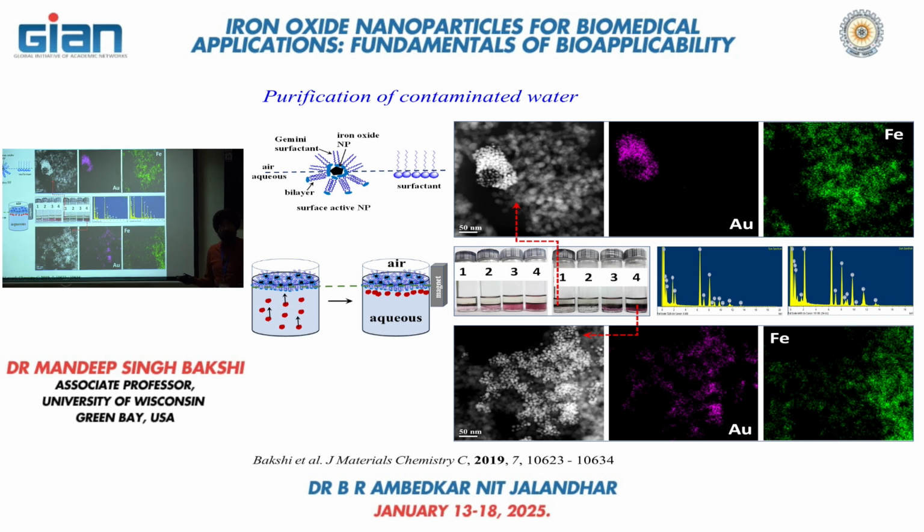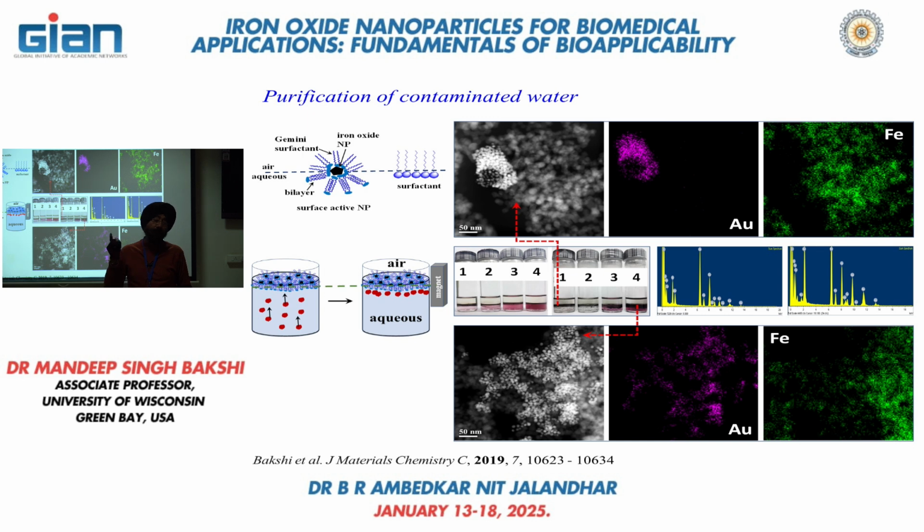What is the meaning of this whole story? The meaning of this whole story is, instead of using the filtration process to clean the contaminated water, you can use this much easier technique. You don't need any filtration process. Simply place the magnetic surface active nanoparticle sample on the surface of the contaminated water, and all your metallic pollutants are going to be attracted towards the sample, and this way you can purify the contaminated water.